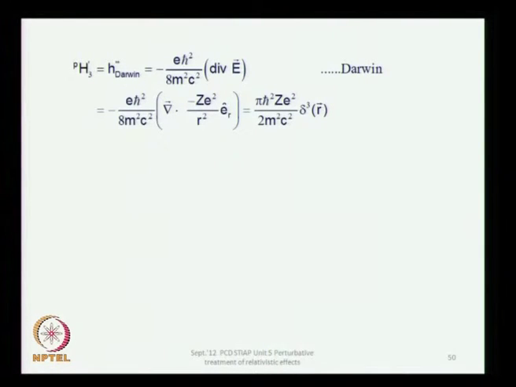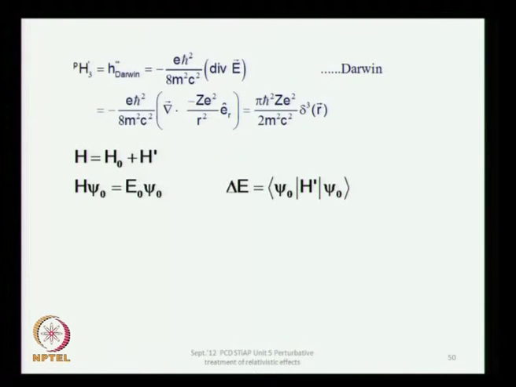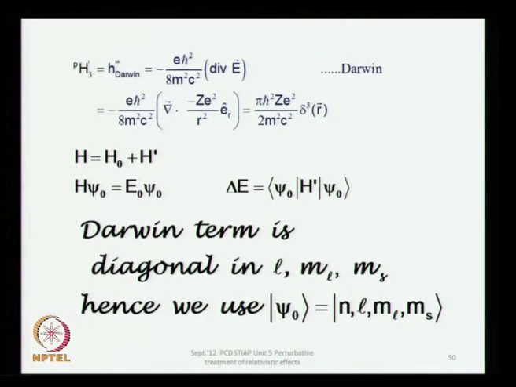So, the divergence of the 1 over r square gives you the Dirac delta, and that means that it will be important only for those functions which have an amplitude at r equal to 0. So, let us see how this correction is to be taken into account. This term is already diagonal in the ML-MS indices. So, you can go ahead and use the NL-ML-MS basis. Okay. So, you can use this basis to get this correction.